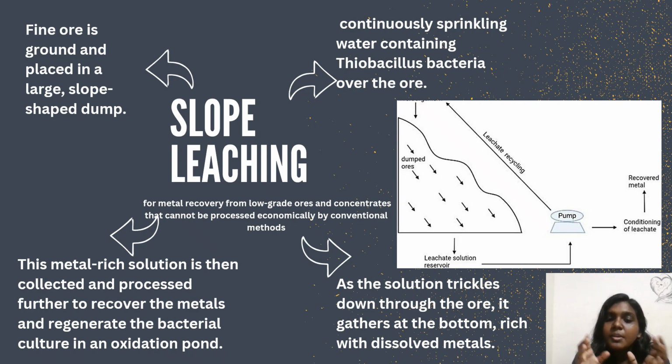By this, the pregnant leach solution, the PLS, is collected at the bottom, and then the metals are recovered using a process called solvent extraction or exchange or precipitation. That's what I'm saying here. The slide says the fine ground ore is placed on a slope, and then continuous sprinkling of water containing the bacteria is done, and as the solution trickles down through the ore, it gathers at the bottom rich with the dissolved metals. After that, the low grade ores and the concentrated metals are economically taken back.